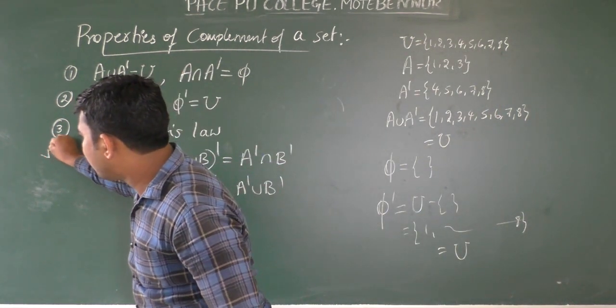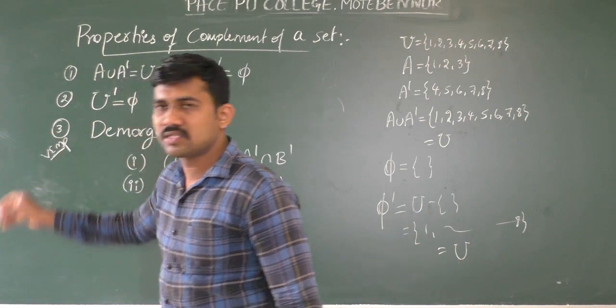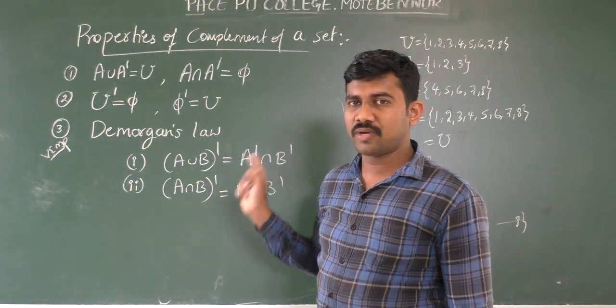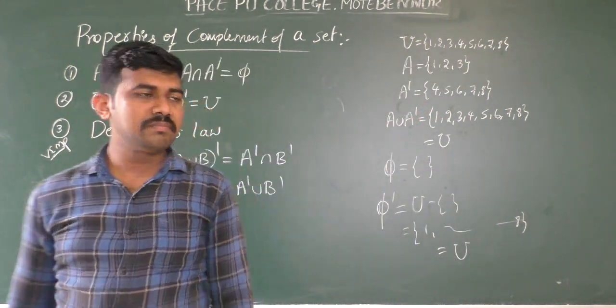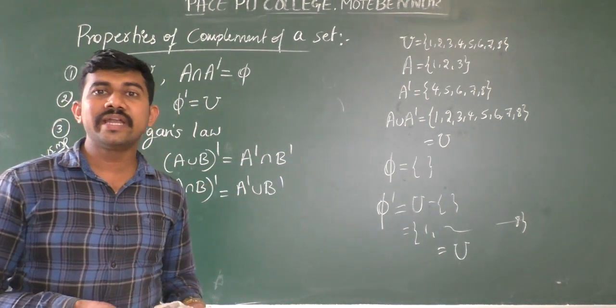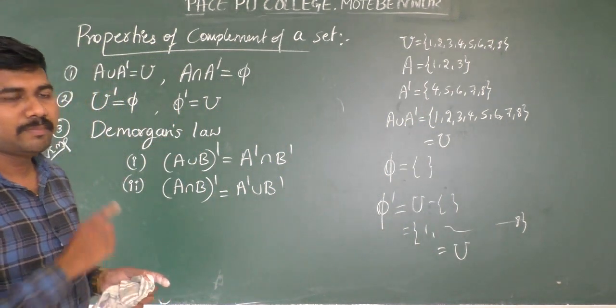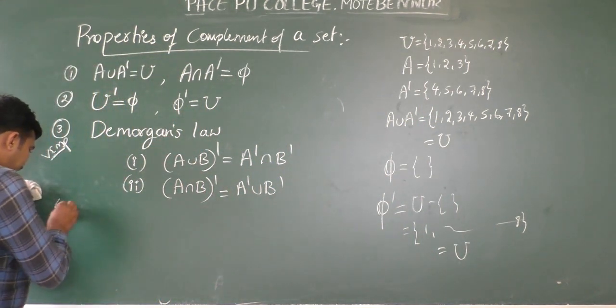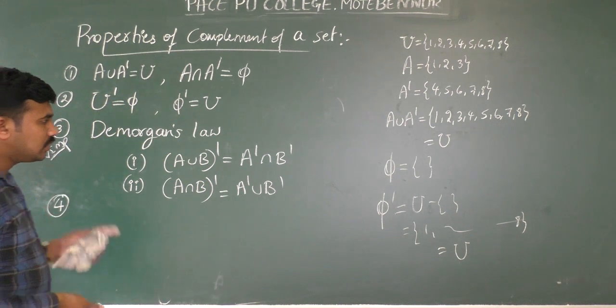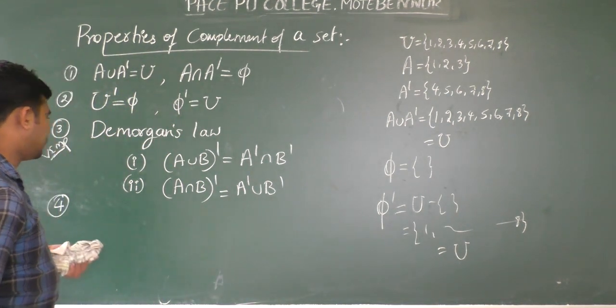They will ask for 1 or 2 marks. They will ask for 2 marks to verify De Morgan's law. Also, in some cases they will ask you to draw the Venn diagram. Also they will ask for this question. Very important. Now the next one, the fourth one. What is the fourth one?